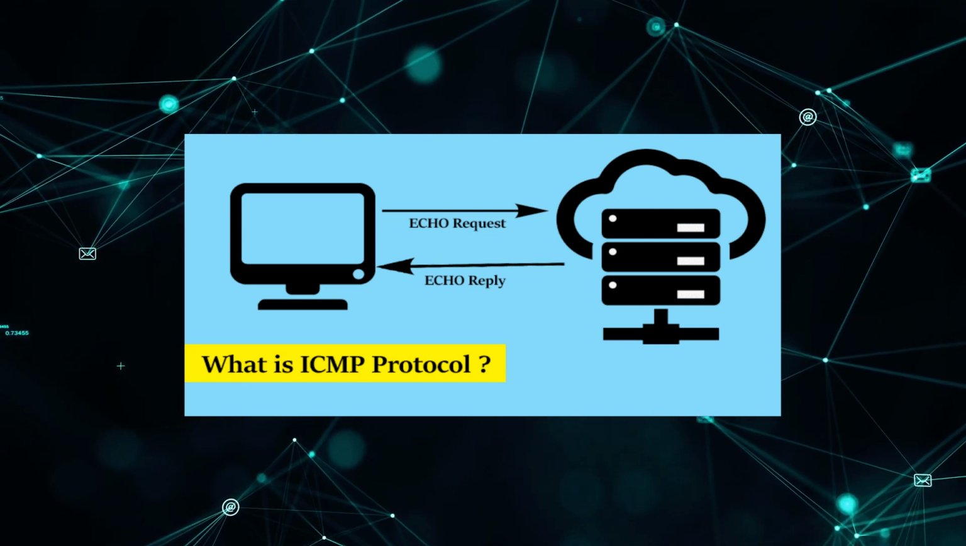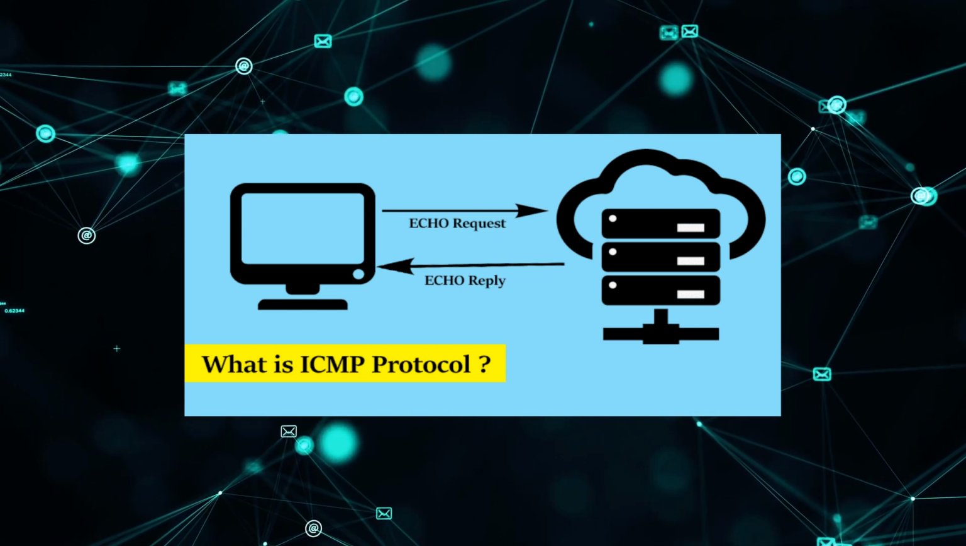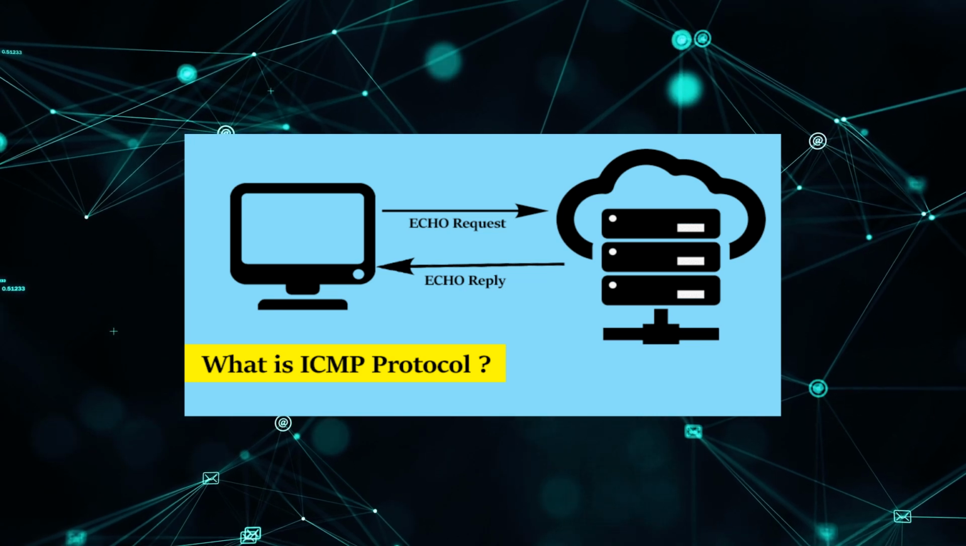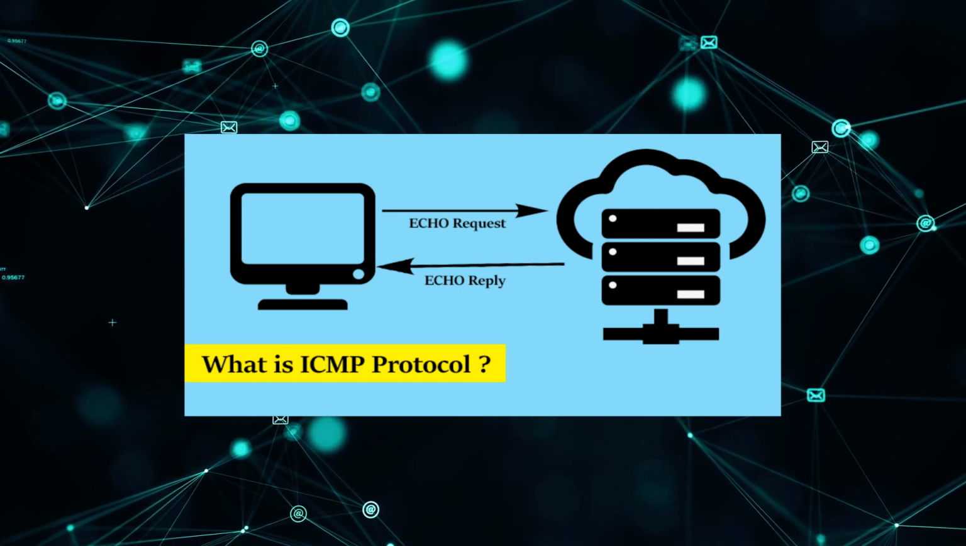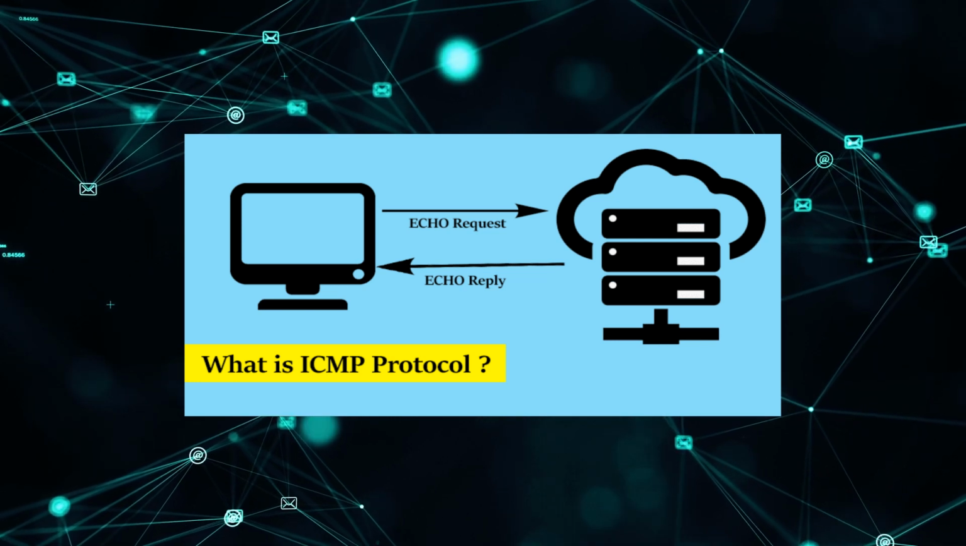So, what is ICMP, Internet Control Message Protocol? It's a network protocol that is part of the TCP/IP protocol suite. ICMP is mainly used to transmit messages about errors and other situations that occur during data transmission. For example, when a requested host or router doesn't respond.